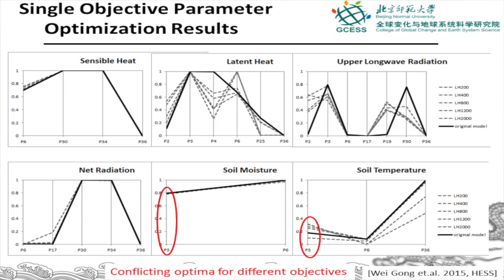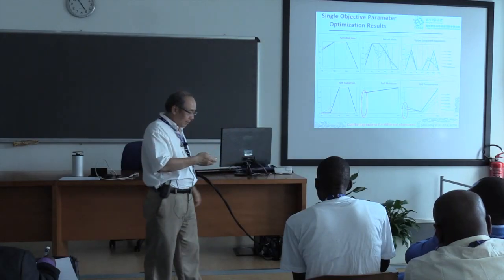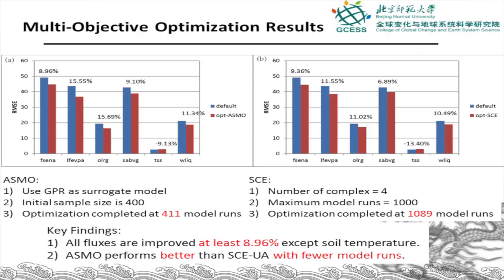So that means if you calibrate to a single output of your model, sometimes the optimal parameters don't agree, so you have to use a multiple objective function. And this is the output of a multiple objective function. When we use multiple objective optimization, we can improve pretty much everything except the soil temperature. So you sacrifice soil temperature a little bit, but soil temperature is already very good, and then you can improve everything else, any other observation you are interested in.